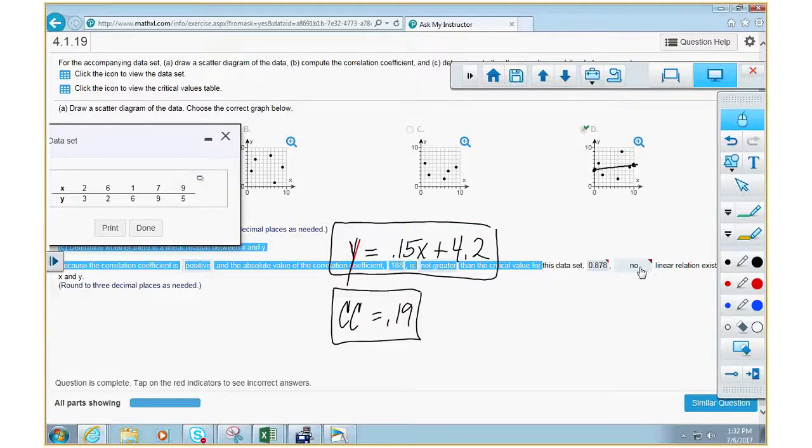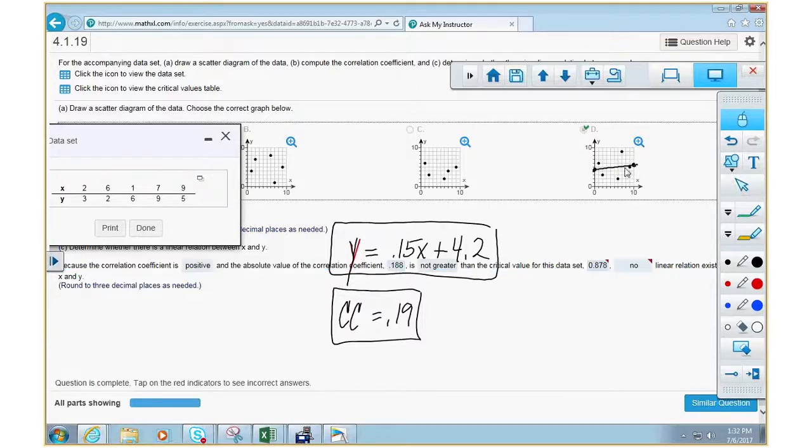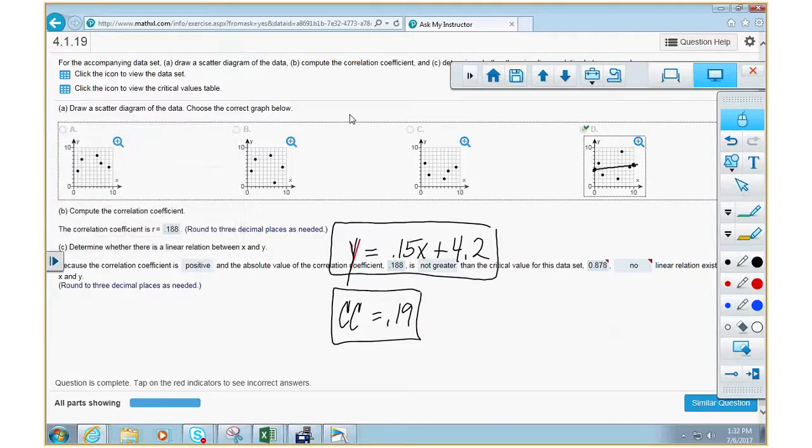There is no linear relation because it's almost like a horizontal line. Anything below 0.5, I think, is what they call less likely to be a correlation. All right, next one.